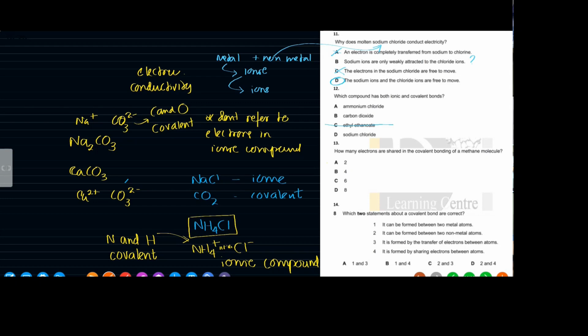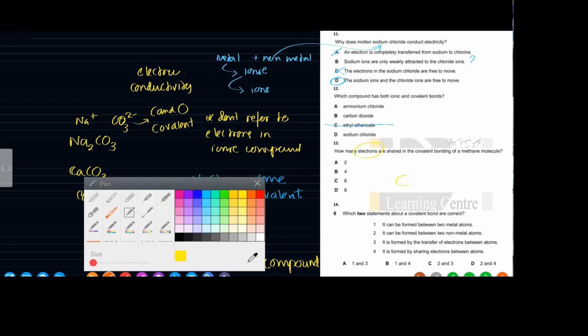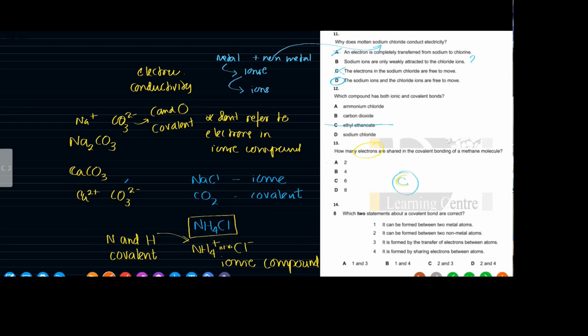Okay. How many electrons are shared in the methane molecule? Let's draw the methane molecule. As I told you, it has 4 hydrogen atoms and 1 carbon atom. So 4 hydrogen atoms means each hydrogen atom shares 1 electron, and carbon shares 4 more, so you are going to have 8 electrons. So the answer is D, right?